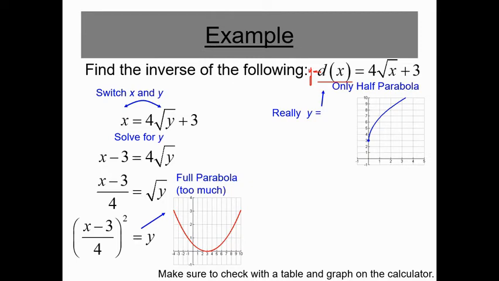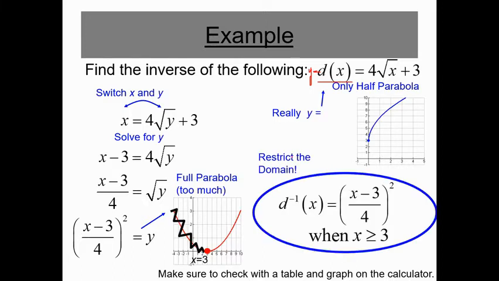If we graph these, notice that our original function was actually only half the parabola. A full parabola is too much, and so we are going to restrict the domain to x greater than or equal to 3. All right, let's try these examples.